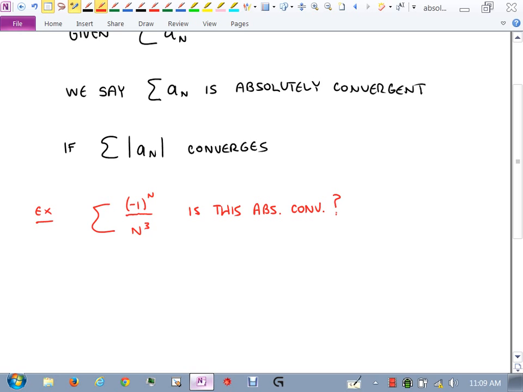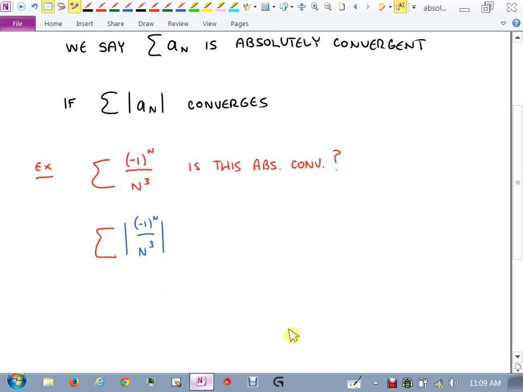Is this absolutely convergent? Well, let's take a look at it. So we rewrite this series, but this time we take the absolute value of what was there. And when you take the absolute value of -1, it's just always going to be a positive 1, right? So this is now going to become 1 over n cubed. So I don't need the absolute value. As long as I resolve this, -1 will always be a positive 1.